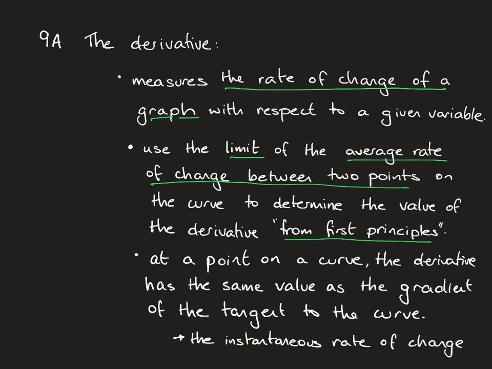And at a point on the curve, the derivative has the same value as the gradient of the tangent to the curve at that particular point. And that value we call the instantaneous rate of change for that point. So let's have a look at each of these individually.